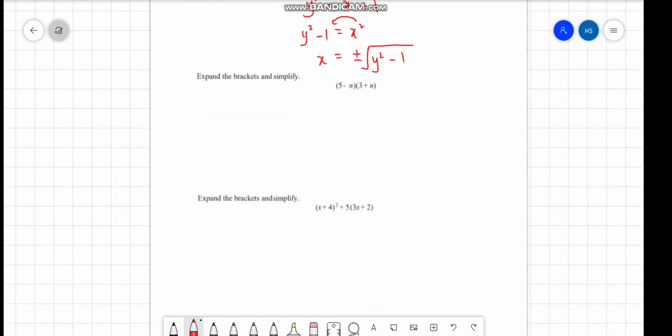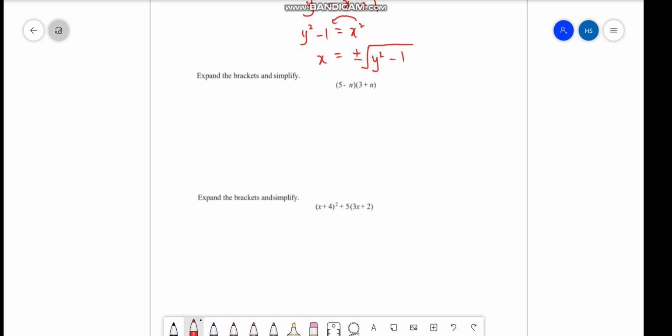Simple. Next one, expand the brackets and simplify. Okay, so you guys remember how to do algebra, right? Every time they ask you to expand, you must make sure you multiply each and every term inside both brackets. So the first one is 5 times 3, I get 15. Then 5 times n, I get plus 5n. Negative n times 3, negative 3n. Negative n times n, I get negative n squared. Okay, so to simplify this, you should get negative n squared plus 2n plus 15.